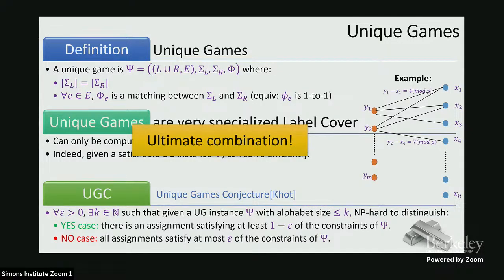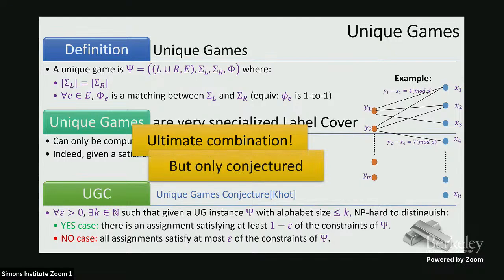And this is what I refer to as the ultimate combination between small soundness and structure for the constraints. Because you see here the gap between the yes case and the no case is as good as you can hope for, but at the same time, I cannot imagine any simpler type of constraints where this problem can still be conceivably hard. So this is really the best of both worlds. But of course, this is just a conjecture.